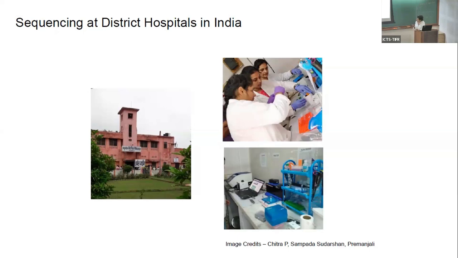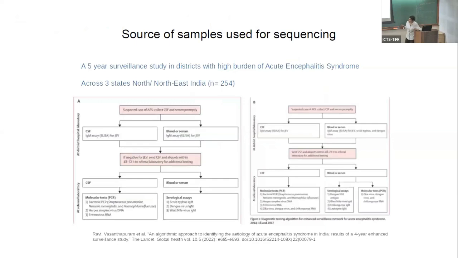We set up a lab there, and this used to be the old nanopore, so it's called the MinION. So the samples used to come in, they go through routine testing. This was part of a big surveillance study, which is a 5-year study across multiple districts. And I think Dr. Ravi is coming, and I'm hoping he will talk about this particular study in more detail. But basically, what they had was an algorithm of what would happen to a sample at the district level, at a tertiary care hospital, and so on.